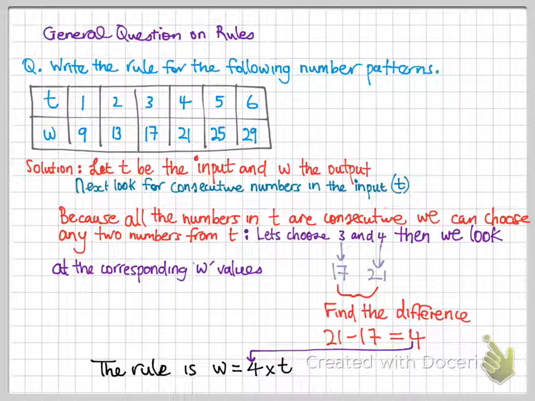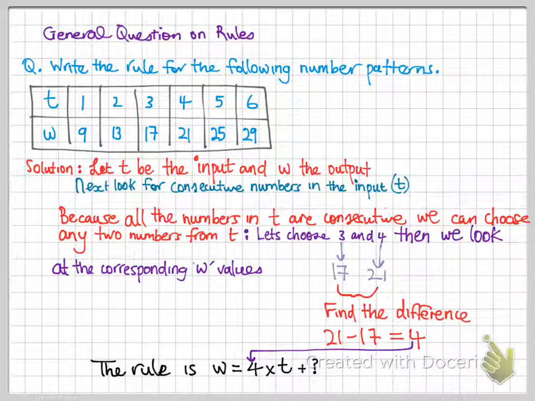Okay, now once we've worked out the difference of the W value, 21 minus 17 is 4, we know that the rule is always output is equal to something times the input plus or minus something. Okay, so we can say that the rule is W, which is the output, is equal to, you notice the purple line, which is the difference 4. So it's 4 times T, which is the input, and let's see what we get with that.